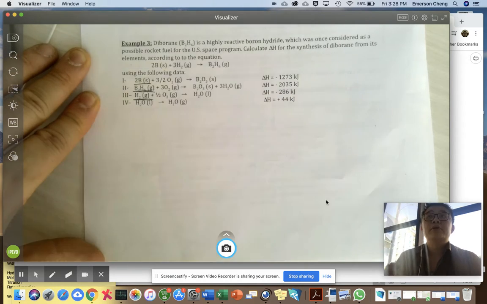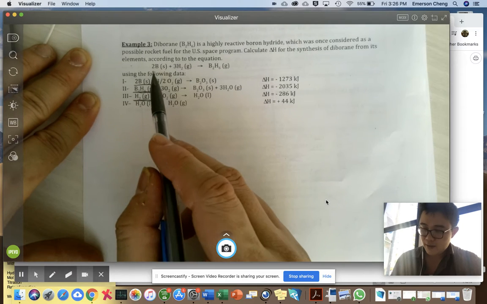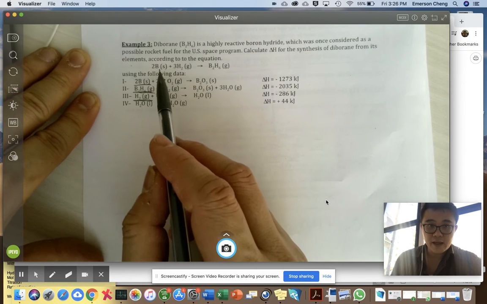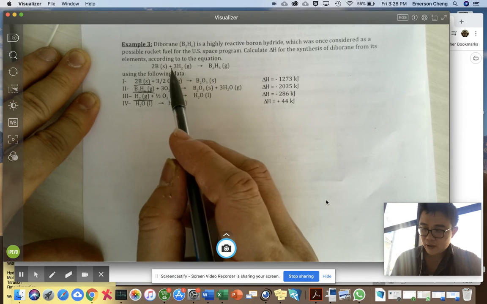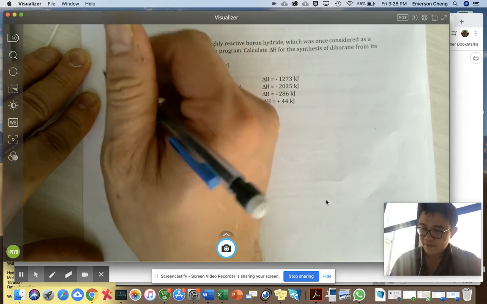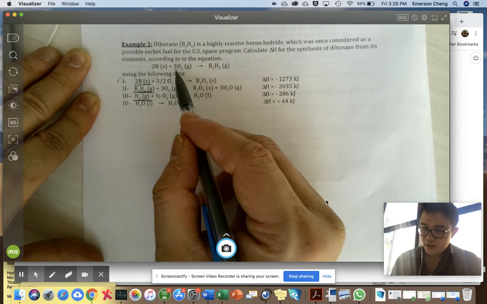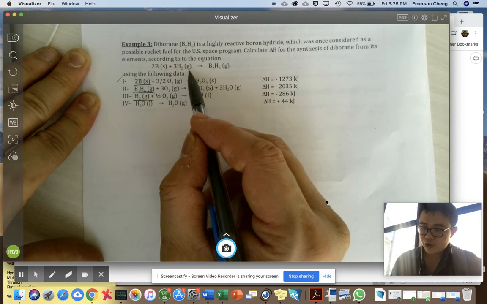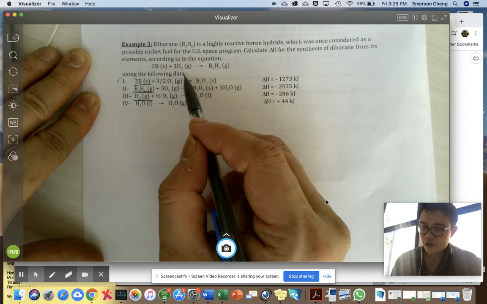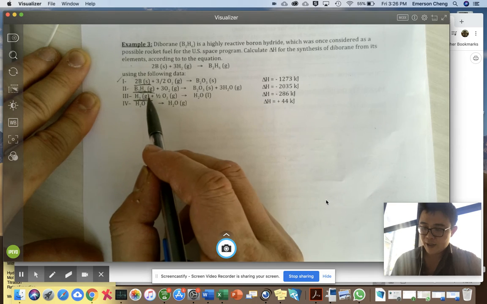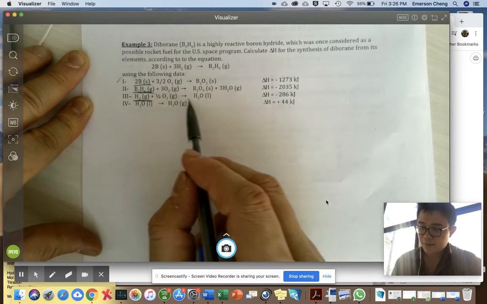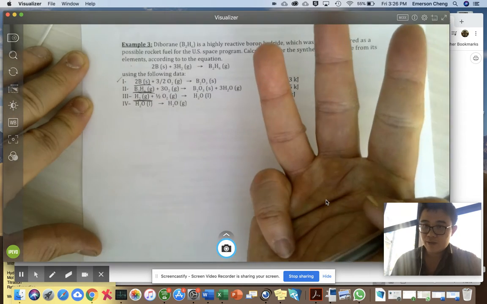So now, what you need to do next is arrange things and maybe multiply them. So you want 2B solid on the left. It is on the left, so that's good. You want 3 hydrogen gas. You have what on the left? You have 1 hydrogen gas on the left. So what you need to do is multiply the whole entire equation by 3.